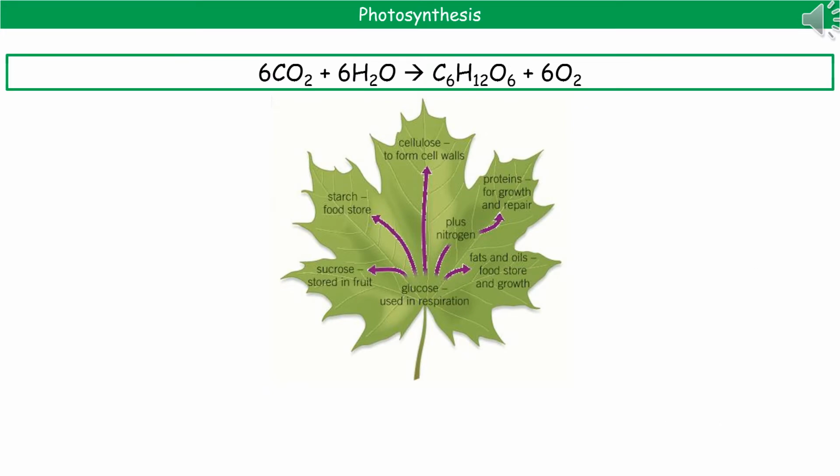Make sure you know both the word and balance symbol equation for photosynthesis. So 6CO2 plus 6H2O makes C6H12O6, which is glucose, plus 6O2. 6 is in front of everything except the glucose.